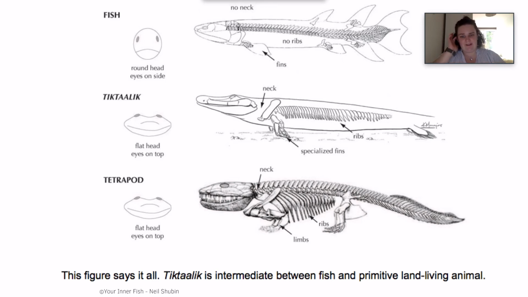So Shubin calls it a fishapod, which I think is really cool. Neil Shubin is quoted saying that overall the mix of fish and tetrapod characteristics in Tiktaalik shows us that the structures and mechanisms necessary for the invasion of vertebrate life on land evolved in water first, which makes sense to me anyway. It makes sense in the paleontological record as well.